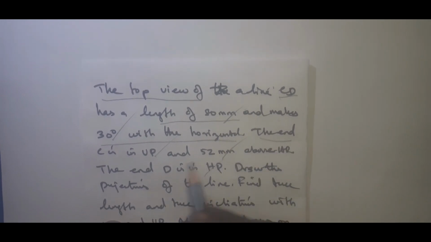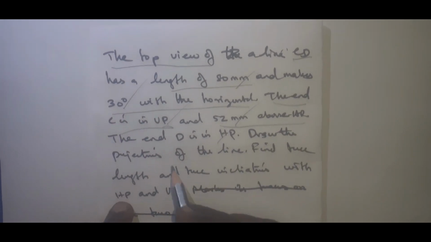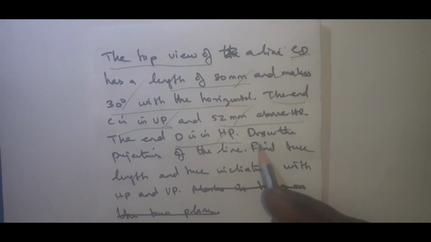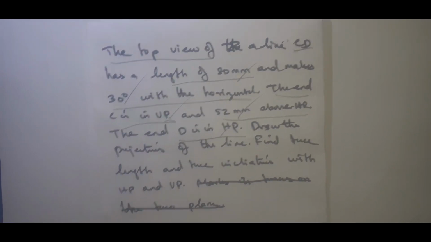The end C is in VP and 52 mm above HP. The end D is in HP. There are 5 values given. Draw the projection of the line. Find the true length and true inclination with the HP and VP. So this is what we need to do.